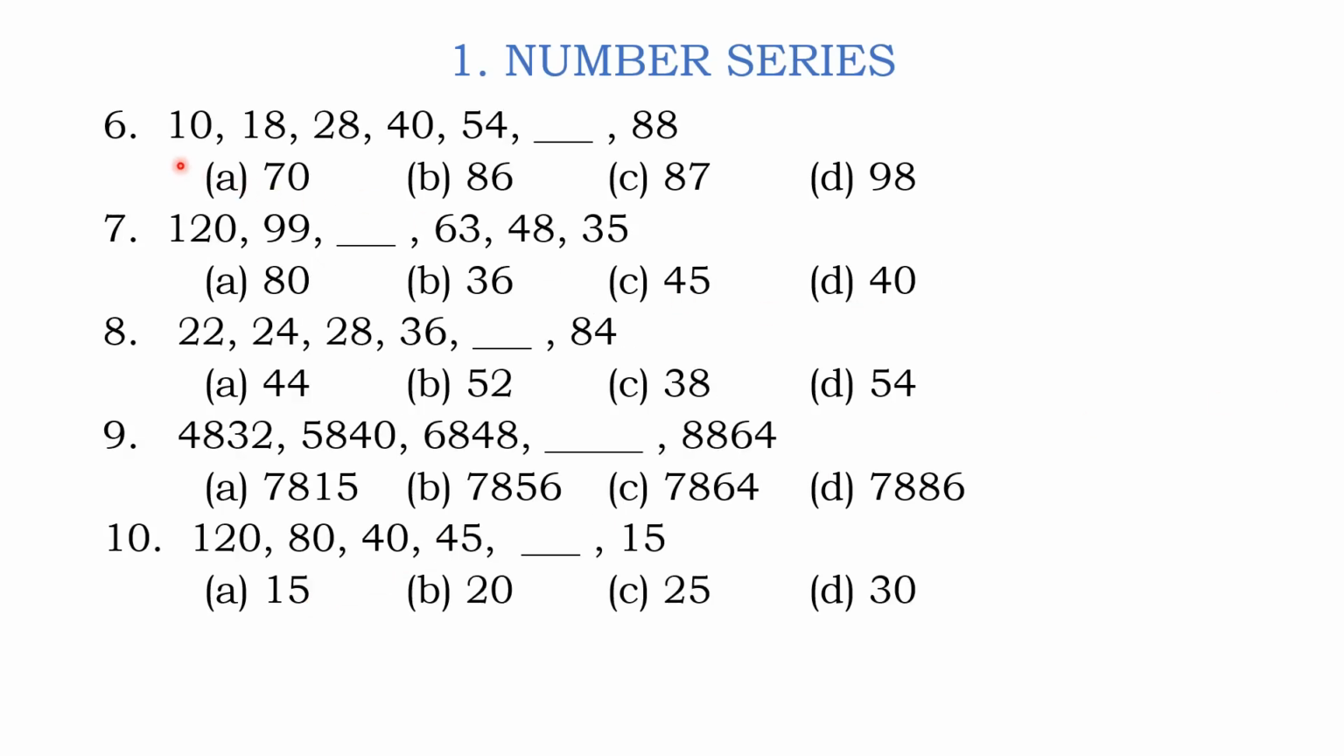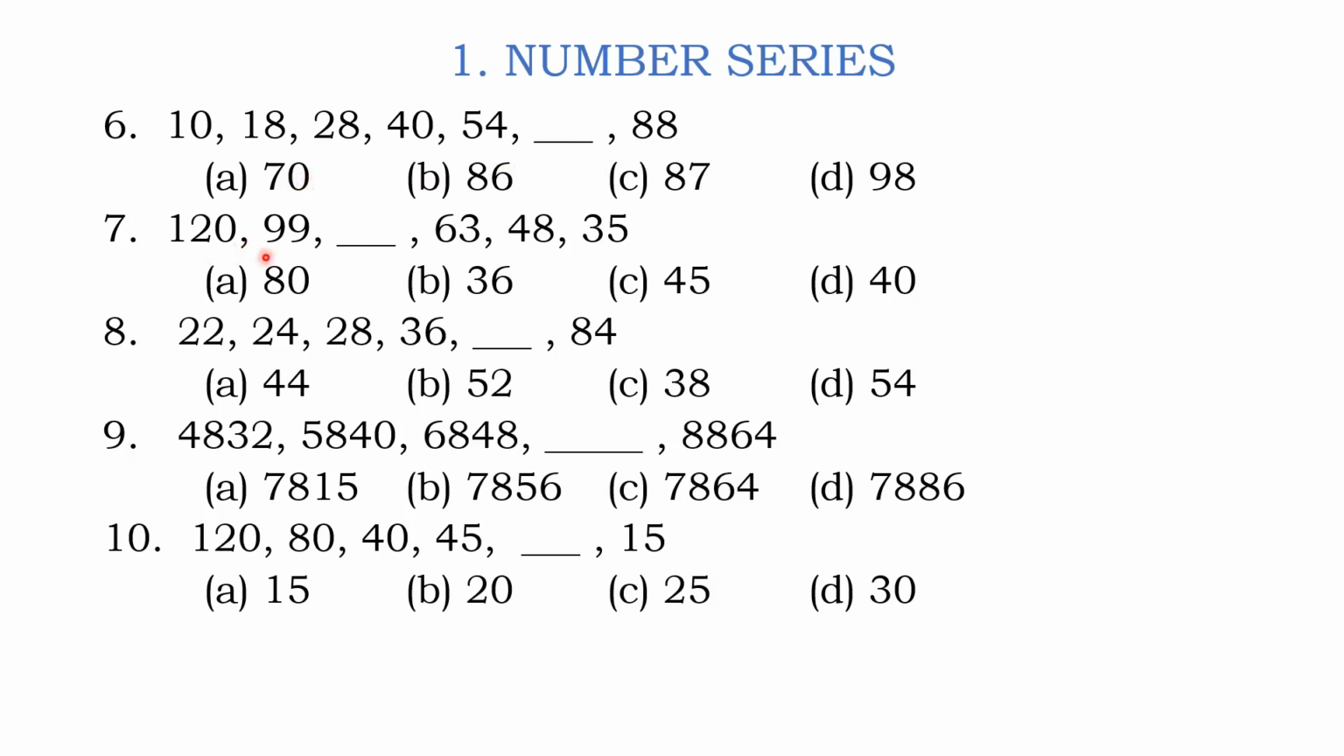In the next set of problems we have 10, 18, 28, 40, 54, blank and 88. Here the difference between 10 and 18 is 8, 18 and 28 differ by 10, then the difference is 12 and then 14. So the next difference should be 16. So 54 plus 16 is 70, and the next term will be 70 plus 18, 88. So the answer is A.